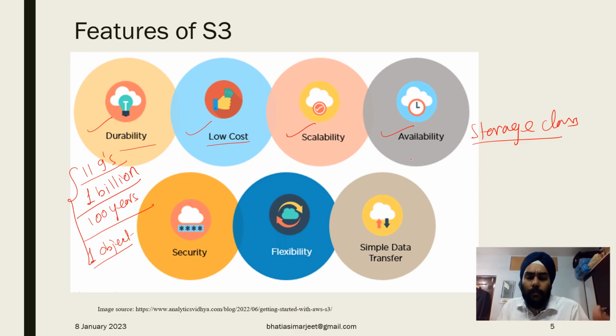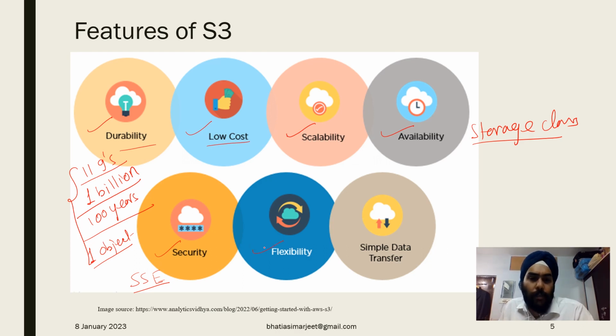So according to that storage class, that availability will be discovered. Then security: by default, you have this facility of SSE, that is server side encryption. That means as soon as you upload your object using the S3 service on the AWS server, the security point of view is taken care of, and you have secure server side encryption. So the objects are stored in encrypted form on the server side.